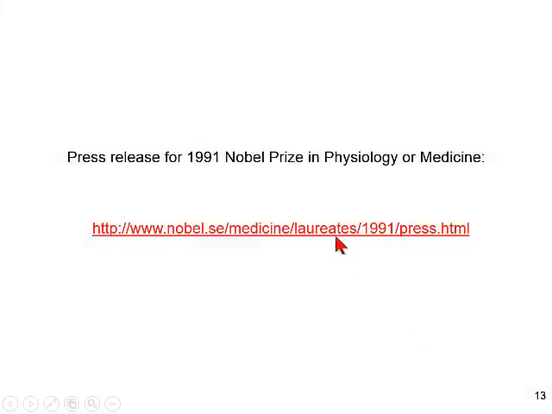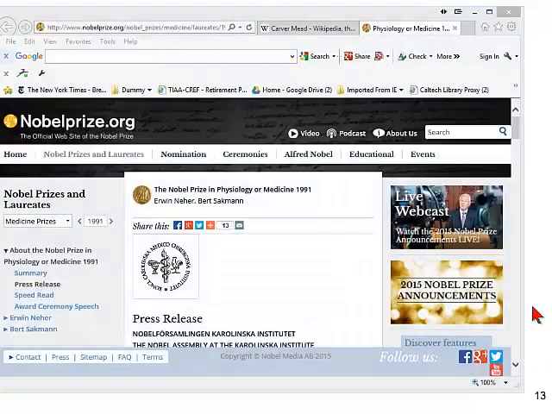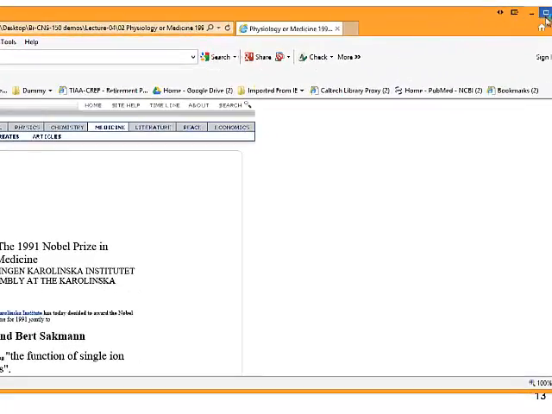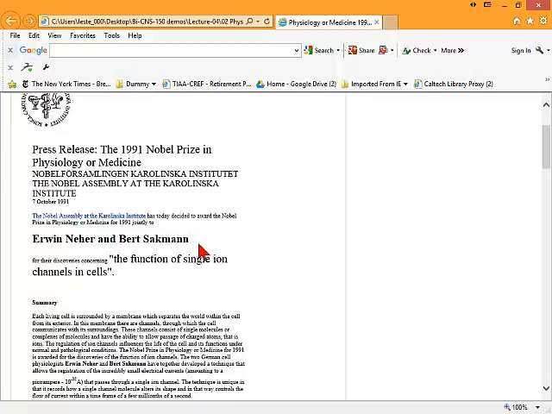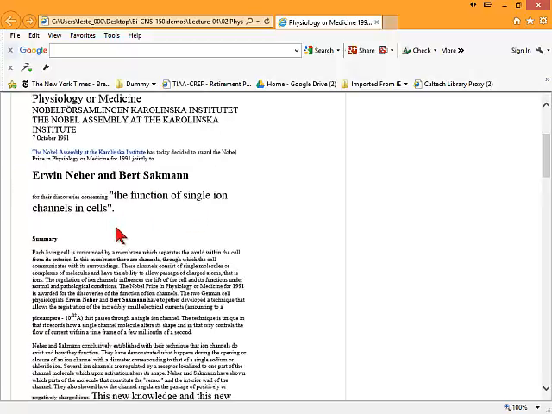But meanwhile, the people who actually discovered the patch clamp, let me show you a better version of that. Here we are. So this was, my goodness, 25 years ago, 1991 Nobel Prize. So it was sort of 24 years ago today. Erwin Neher and Bert Sakmann, function of single ion channels in cells.